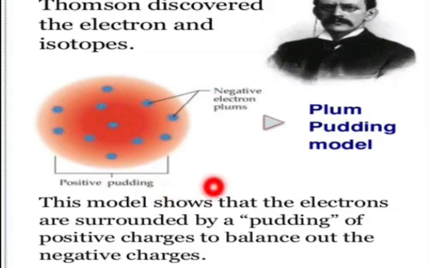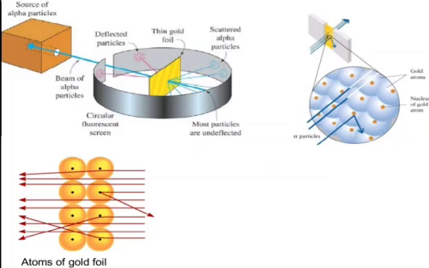Now, on the basis of Thomson's discovery of electrons, Rutherford designed his gold foil experiment. In this experiment, you will observe a beam of alpha particles whose rays are passed through gold foil. According to the result, some of the rays passed straight without any deflection, very few of the rays were deflected at an angle, and some of the rays bounced back.